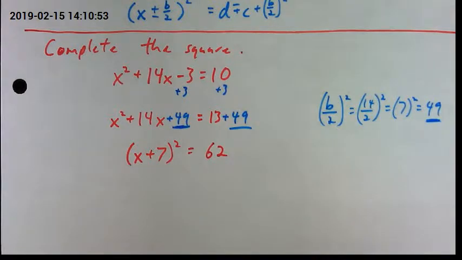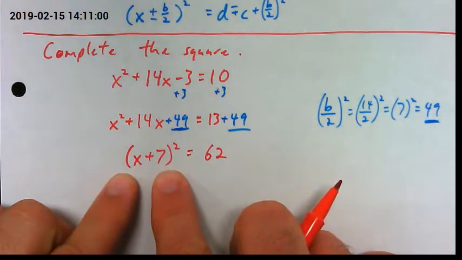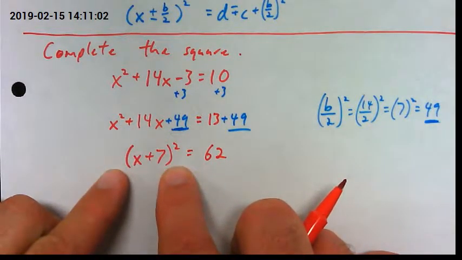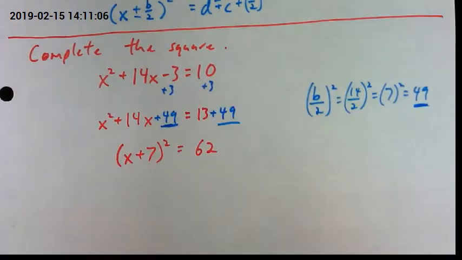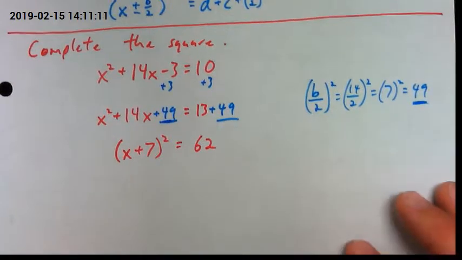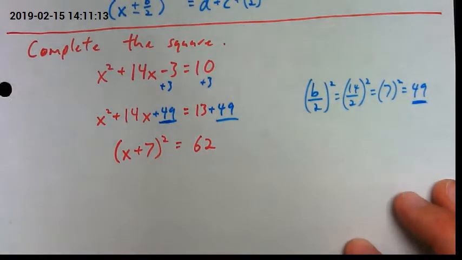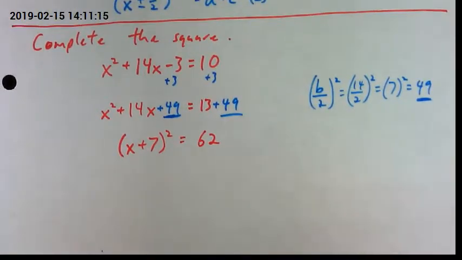If this was algebra, your directions would probably be to solve. All right? So if we were to actually solve, what you would have done next is get rid of your square by square rooting both sides, and then you move the 7 over by subtracting, and you'd have a value for x. You'd actually have two values for x. So again, we're not going that far with it.